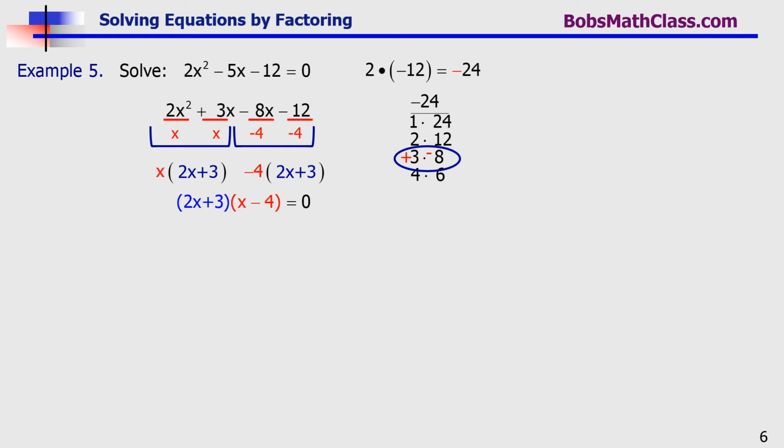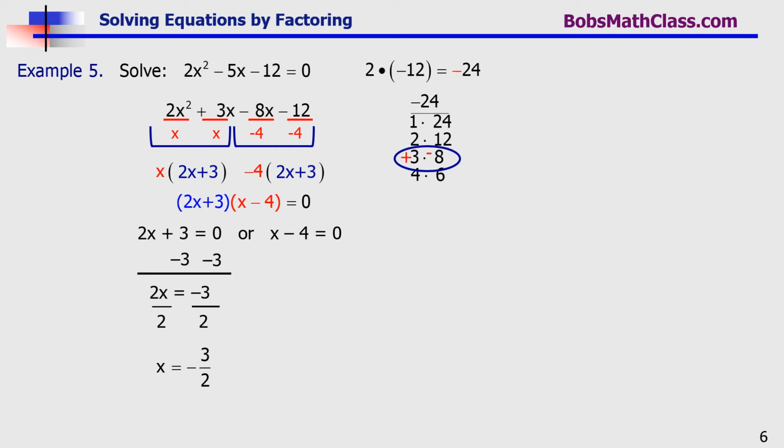Now we're right back to what we were doing before. You can either use that pattern, second number over first number, opposite sign, or show the work. 2x plus 3 equals 0, or x minus 4 equals 0. Solve each equation. The first equation gives us x equals negative 3 halves. Second equation, x equals 4. So negative 3 halves and 4.